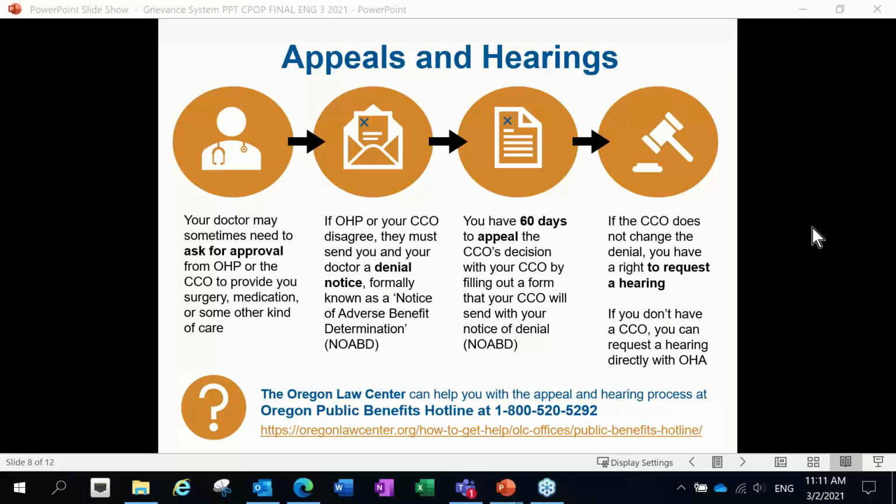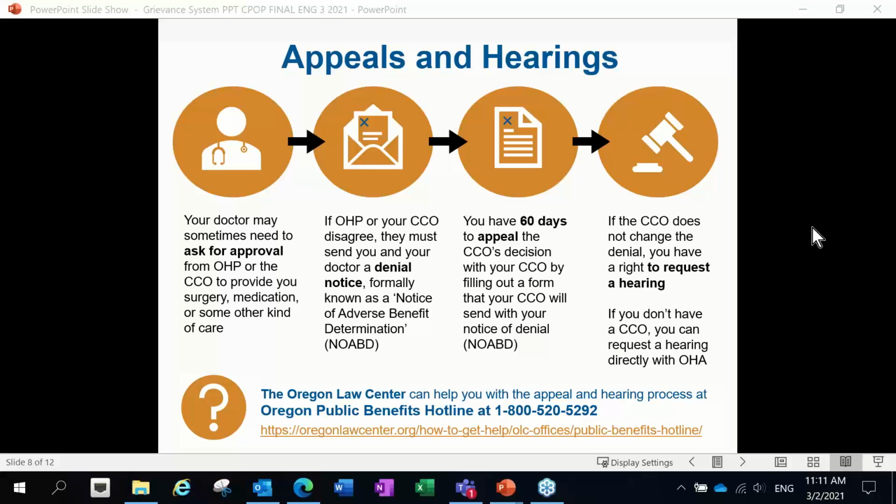The 60 days to appeal does not apply to persons that are not enrolled with a coordinated care organization. So this is also known as open card or fee for service. So if someone is open card or fee for service, they skip the appeal step. They go from a denial straight to an administrative hearing.